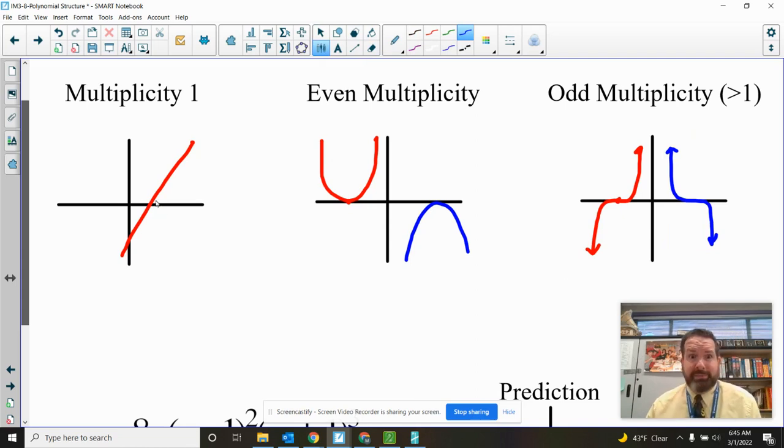Similar to the multiplicity of 1, your graph shoots straight through. It doesn't bounce off. That's for evens only, even multiplicities. But for 1s and 3s, 5s, 7s, you're going to go through the axis either directly or by leveling off.